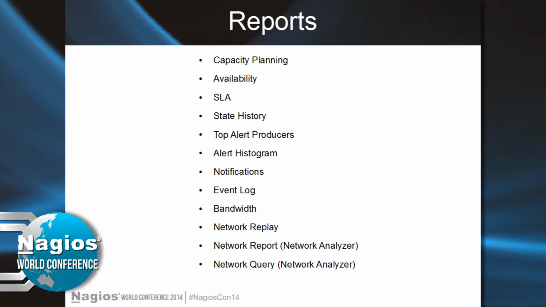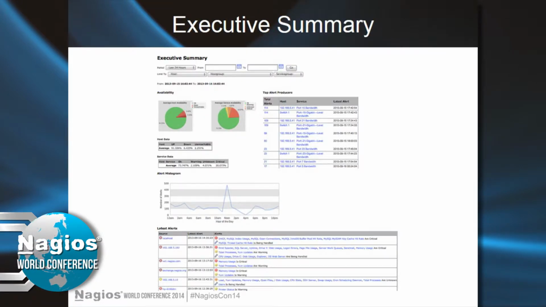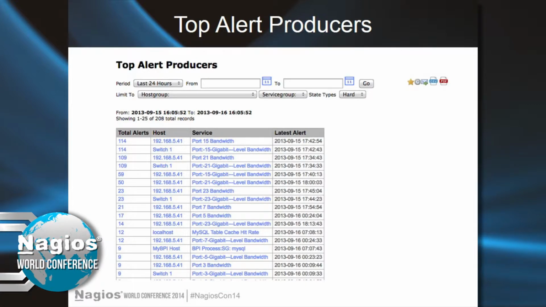So here's the executive summary. And it's just an aggregated collection of some of the other reports that are built in. So we've got availability on the upper left. We've got our top alert producers. We've got our alert histogram. We've got latest alerts underneath. And so, for a manager, this is a great report because they can just look at it and have a really good idea generally of how things are performing. And so that's a really useful report.